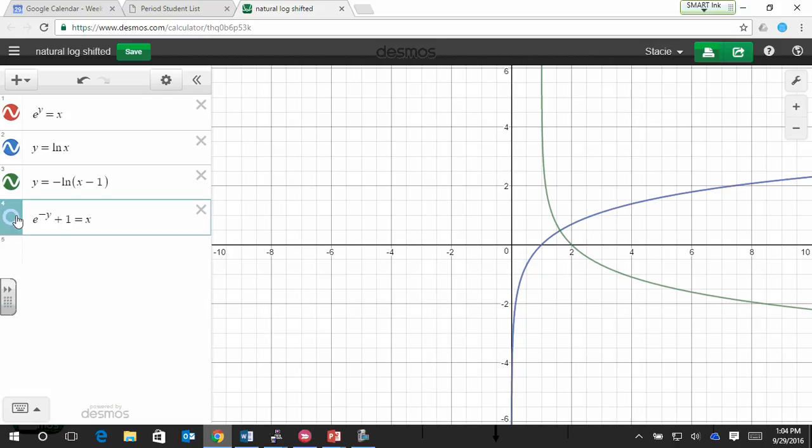But notice how you'd have to solve this. e to the negative y, because we're trying to get this by itself, right? So we would divide each by negative to get the y to be negative. And then e to that negative y is equal to x minus 1. Then to solve for the x, you would add 1. So if you had to do this on a graphing calculator, we're saying the negative natural log of x minus 1. So let's pull up our graphing calculator.